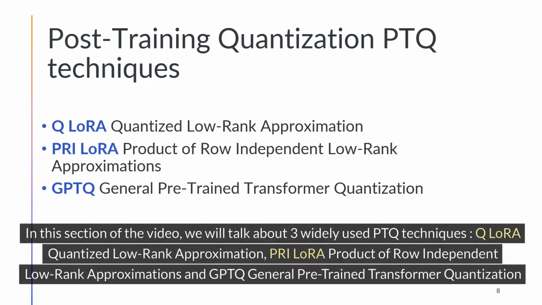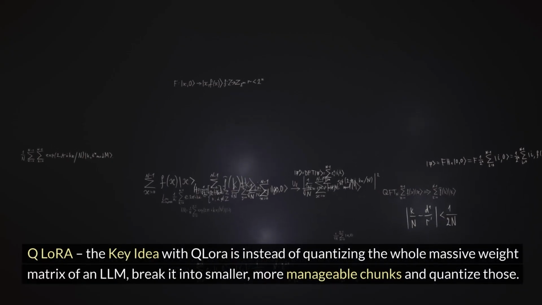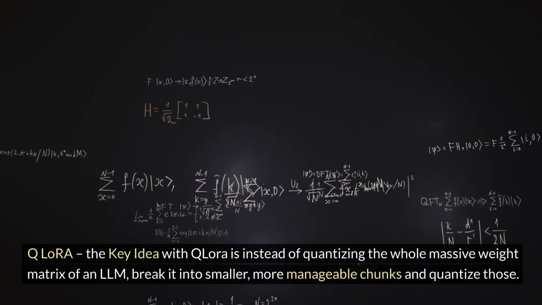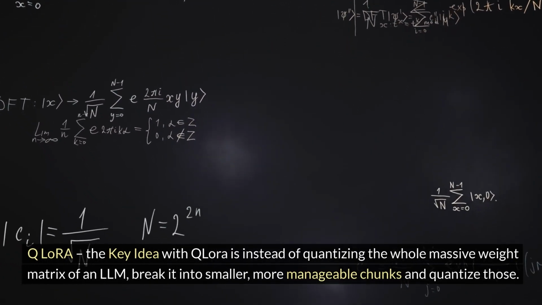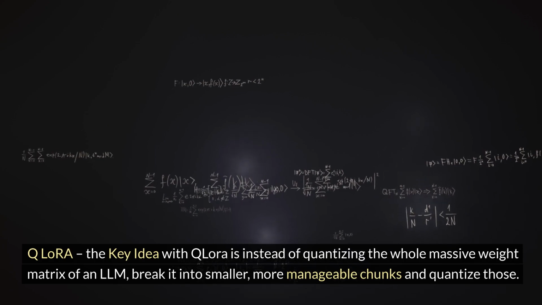In this section of the video, we will talk about 3 widely used PTQ techniques: QLoRA, quantized low-rank approximation, PRILoRA, product of row, independent low-rank approximations, and GPTQ, general pre-trained transformer quantization. QLoRA. The key idea with QLoRA is instead of quantizing the whole massive weight matrix of an LLM, break it into smaller, more manageable chunks and quantize those.